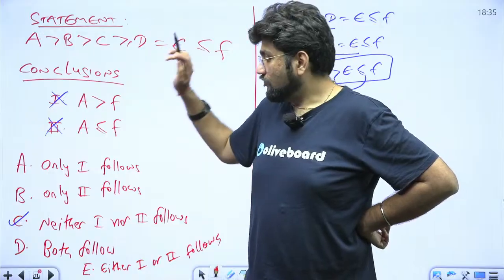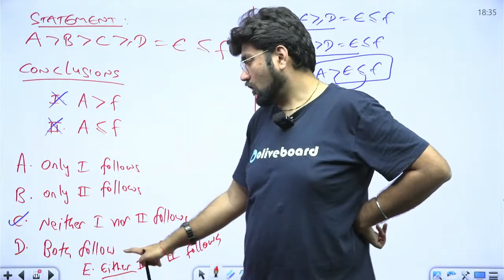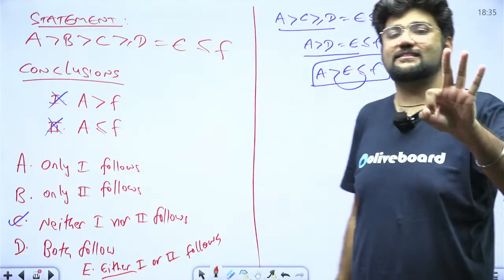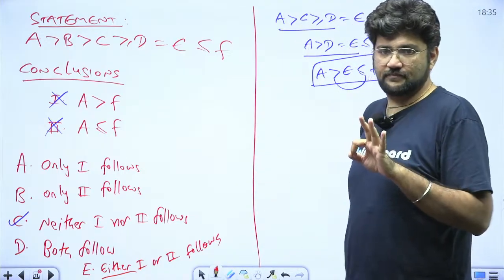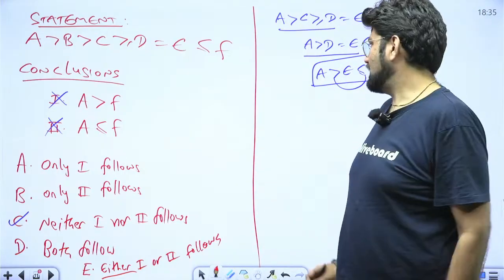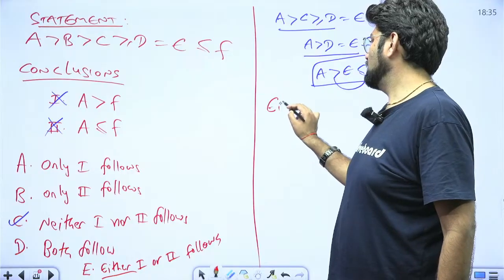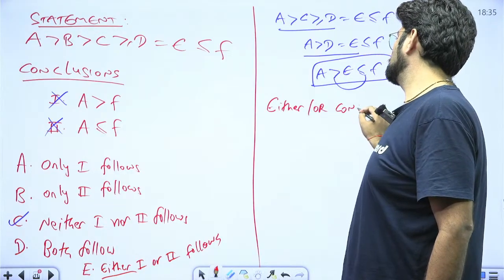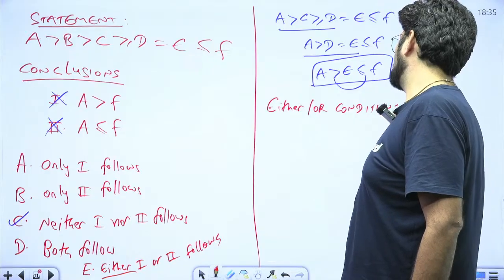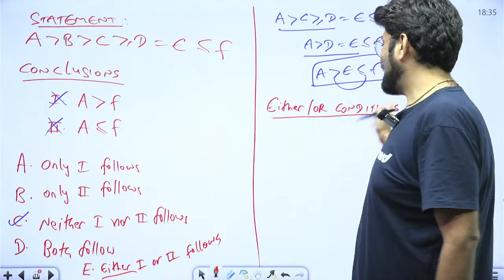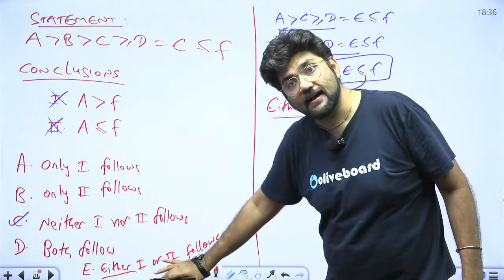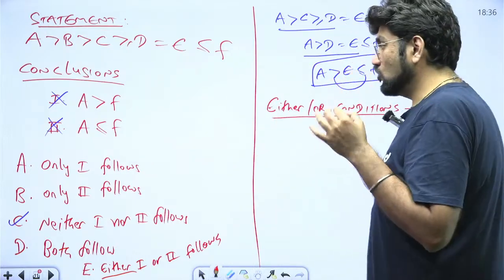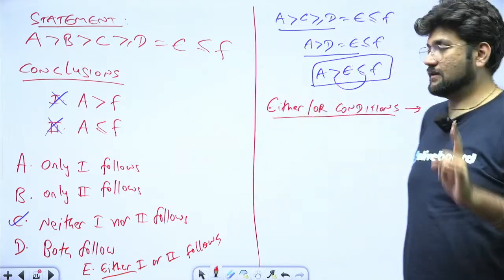Whenever you come across an either or in the options, you will have to follow a 3-step condition test. Condition number 1, I am writing it here: either or condition. And remember, if all these 3 conditions are satisfied, only then will you choose either or. Otherwise, neither will be the correct answer. You're going to learn a lot of new things here, so be with me again.